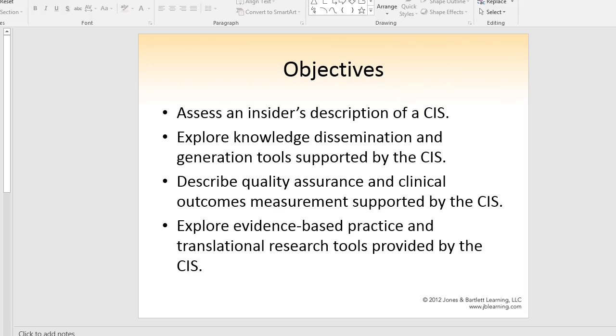So we're going to talk about the inside description of a clinical information system, explore knowledge dissemination and generation tools supported by the CIS. So knowledge dissemination is spreading of knowledge, and generation tools supported by the CIS. So what kind of tools have come from that? Describe what quality assurance and clinical outcome measurements are and how they're supported by CIS. And explore evidence-based practice and translational research tools provided by CIS.